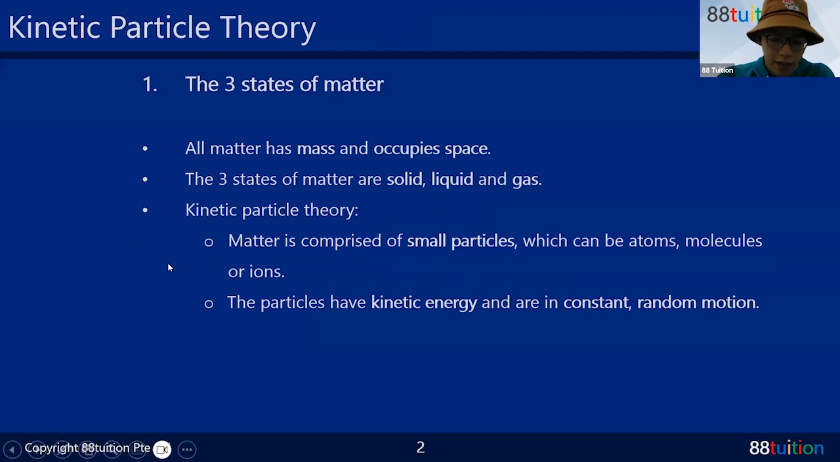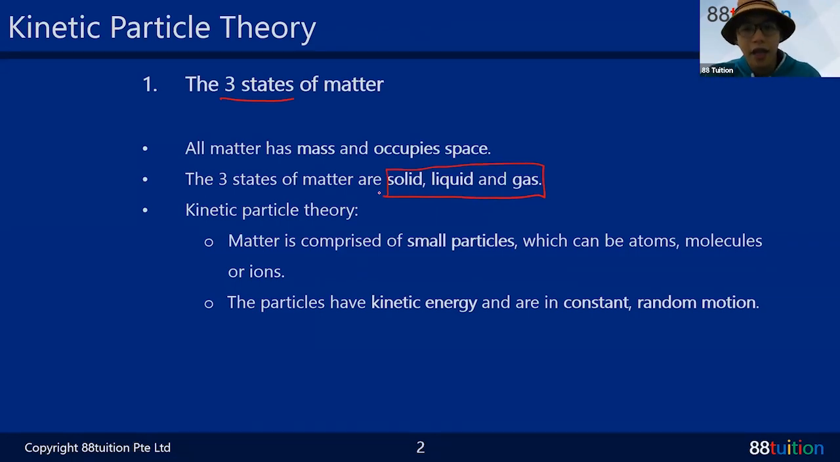So the first part of this lesson, we need to know exactly what the three states of matter are. The three states of matter are the same three states that we learned in primary school: solid, liquid, and gas. And what exactly is this kinetic particle theory about? Basically it tells you that for any type of matter, whatever state it is in, solid, liquid, or gas, it is always made up of small particles. Even you and me, we are all made up of smaller particles. So it can be atoms, molecules, or ions.